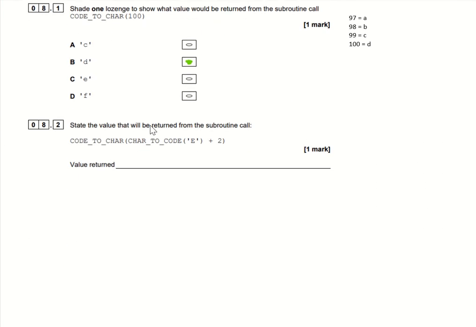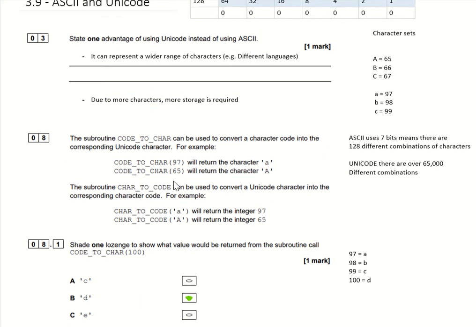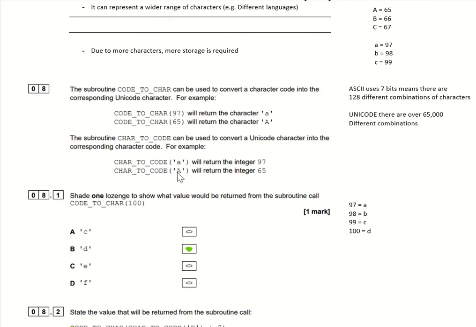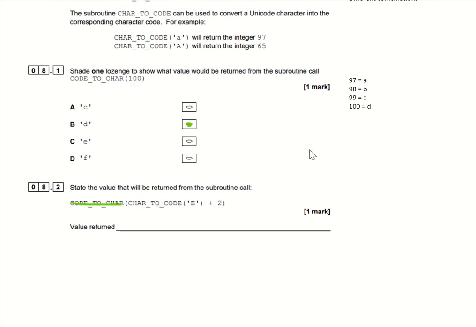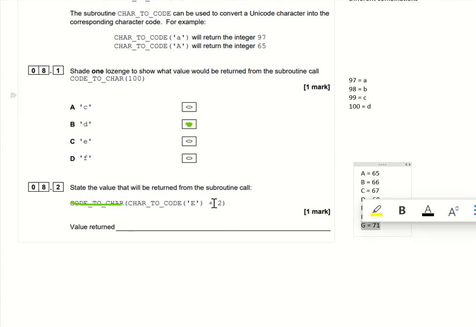And this one here, state the value that would be returned from the subroutine: code to char, char to code E plus 2. So let's start by just blanking out this section. Let's ignore that bit to start with. So let's do char to code E, which, if we look at the description here, turns a character into its ASCII equivalent. So in this case, I know that capital A equals 65, capital B equals 66, capital C equals 67, capital D equals 68, so therefore capital E equals 69. And then it says plus 2. So if I add 2 to that, F is 70, and then capital G is 71. So that means 71 is what I get.